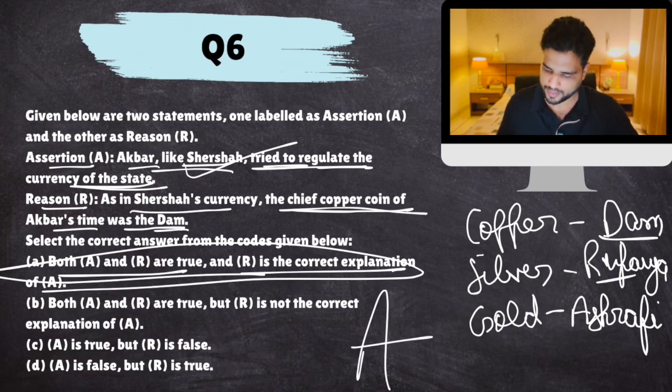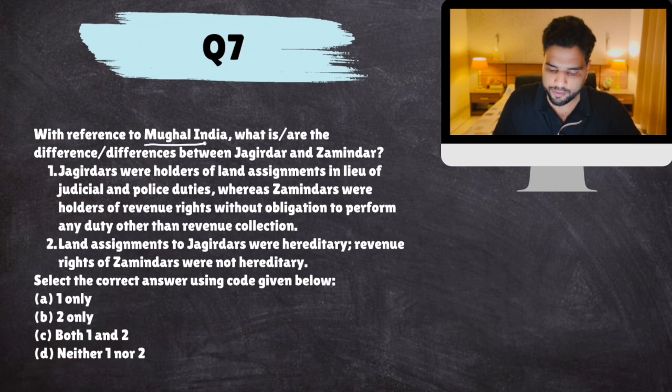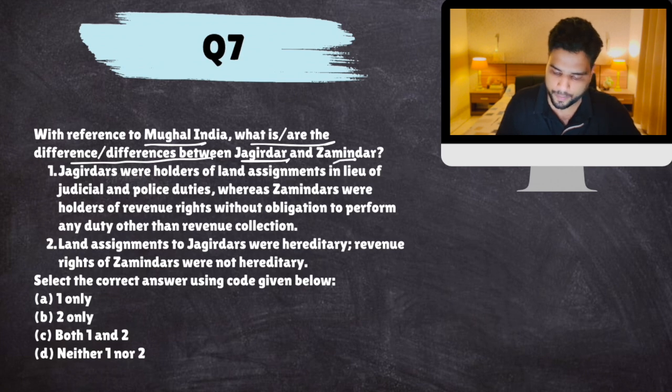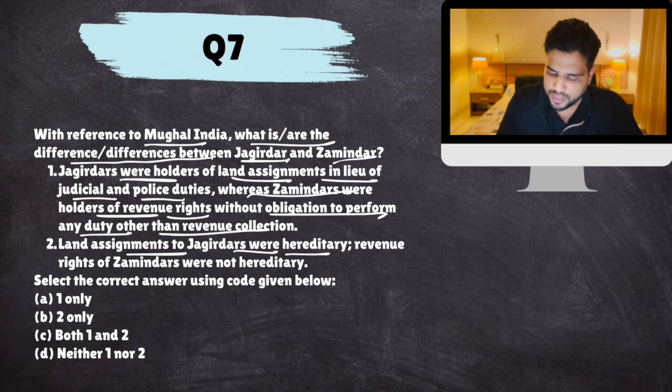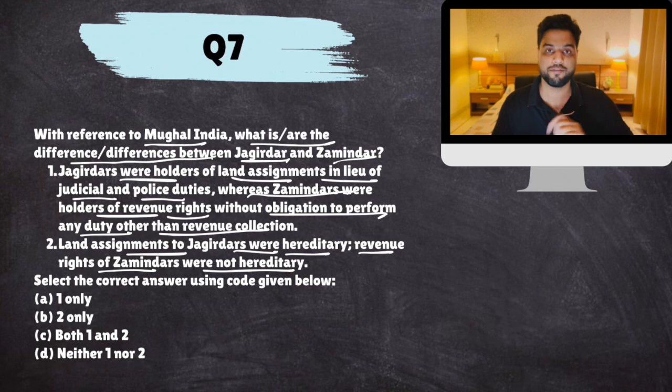Okay, next. With reference to Mughal India, what are the differences between Jagirdar and Zamindar? Both were posts during Mughal rule. Jagirdars were holders of land assignments in lieu of judicial and police duties, whereas Zamindars were holders of revenue rights without obligation to perform any duty other than revenue collection. Land assignments to Jagirdars were hereditary, revenue rights of Zamindars were not hereditary. Now listen to me very carefully.